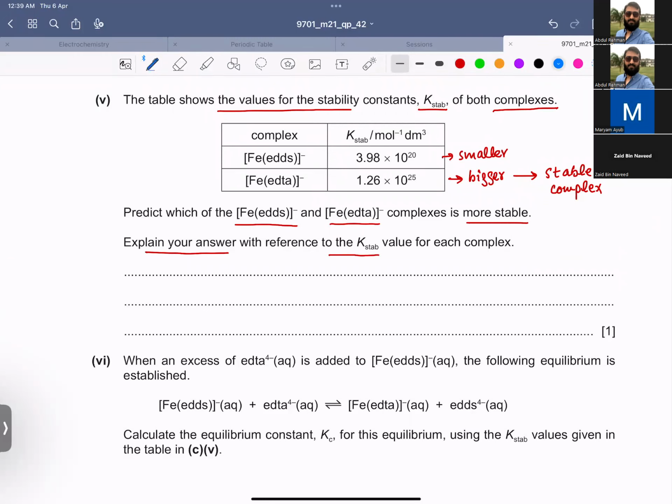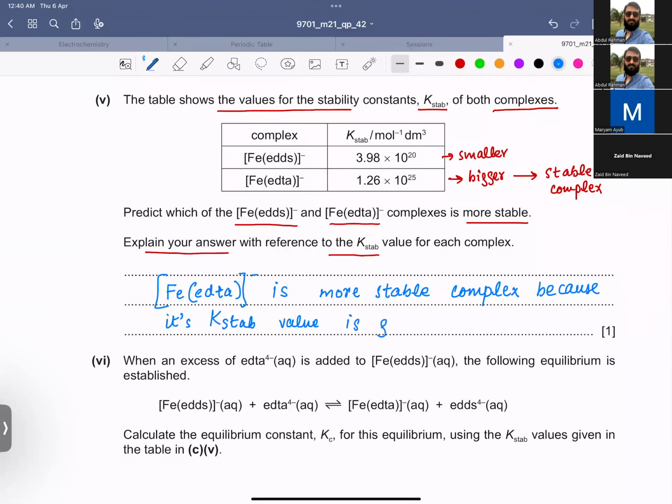We have already discussed this, we just have to state that FeEDTA negative is more stable complex because its K step value is greater. Is this understandable?